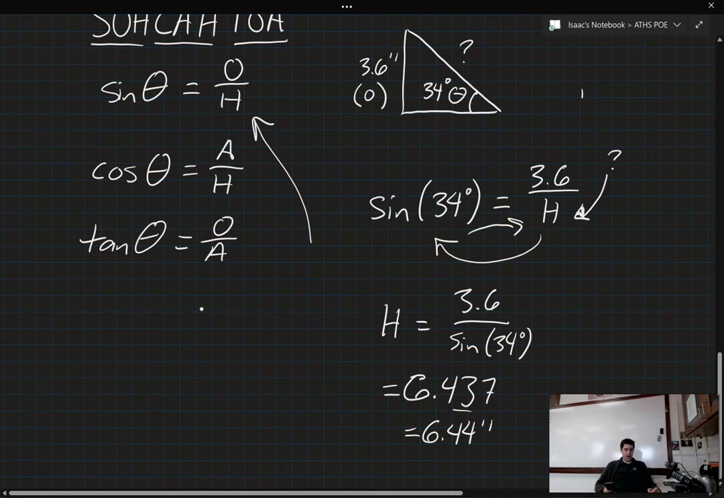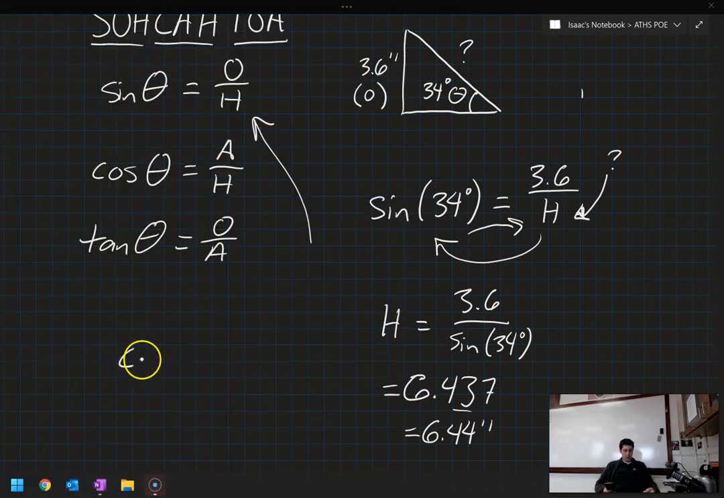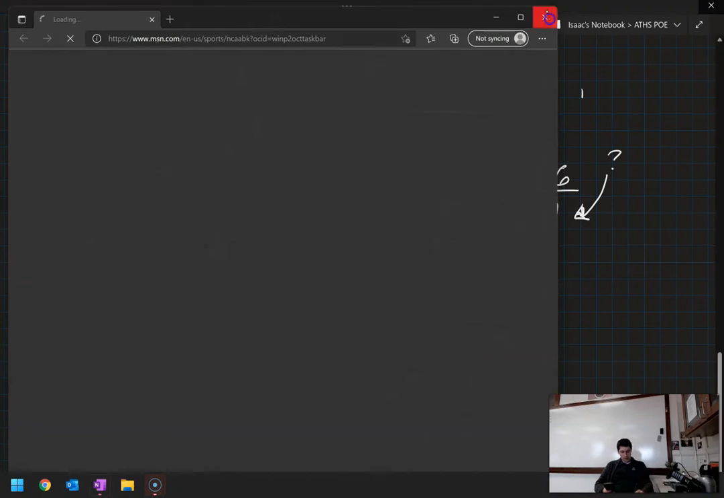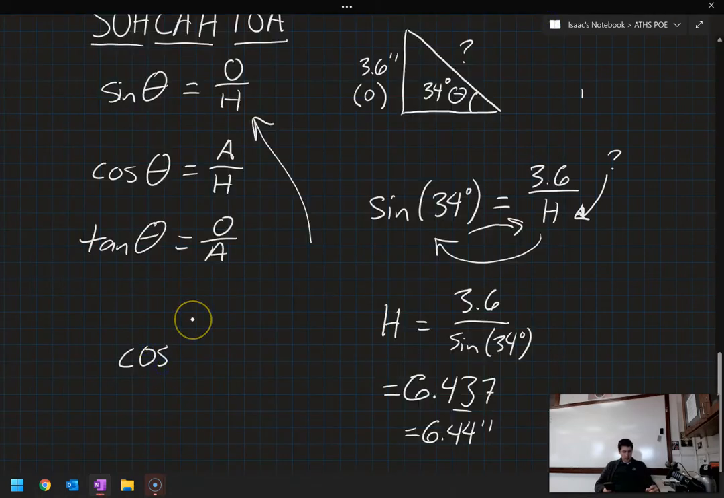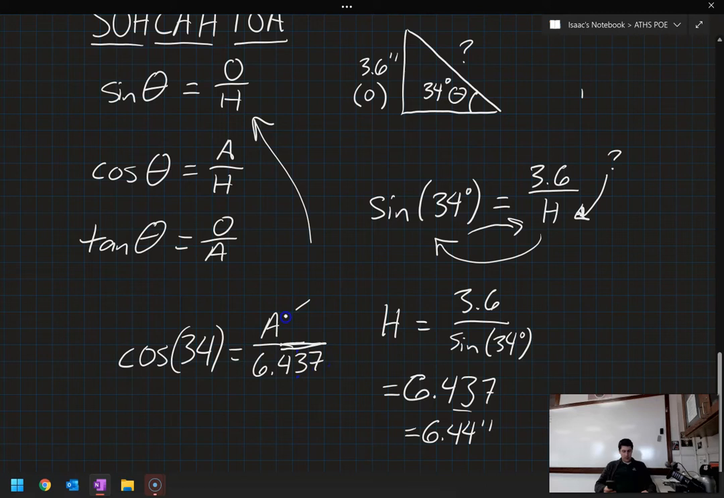So I'm going to go ahead and use cosine here. So, cosine of 34 degrees is equal to, my adjacent is my unknown, I'll just call that A, divided by my hypotenuse, which is 6. Now I'm going to keep a couple decimals here because we did round that for our answer. So I'll call this 6.437. And A is my unknown.